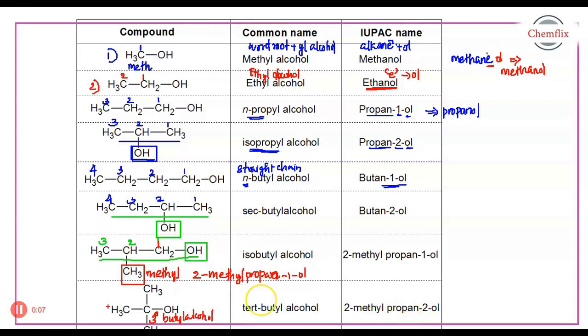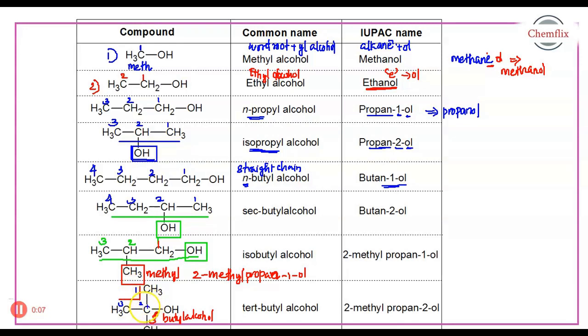But coming to the IUPAC name, you have to find out here 1, 2, 3. Okay, you have to find out the longest carbon chain. I'm going to draw the longest carbon chain here. This one is the longest carbon chain, this one. So the longest carbon chain contains 3 carbon atoms. So I'm going to number it: this is 1, this one is 2, and this one is 3.